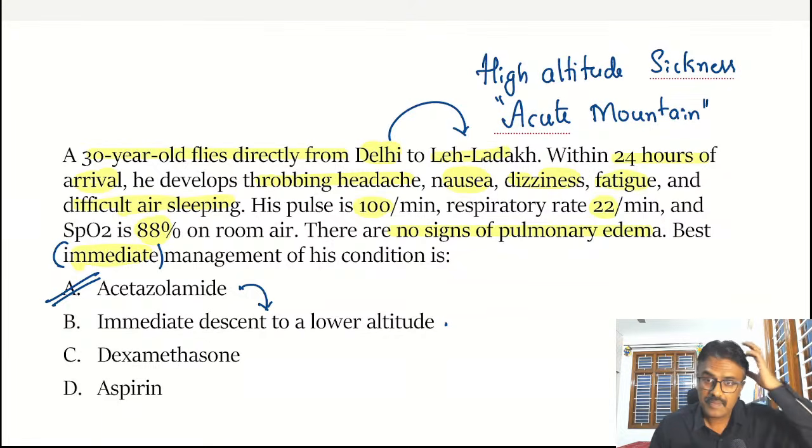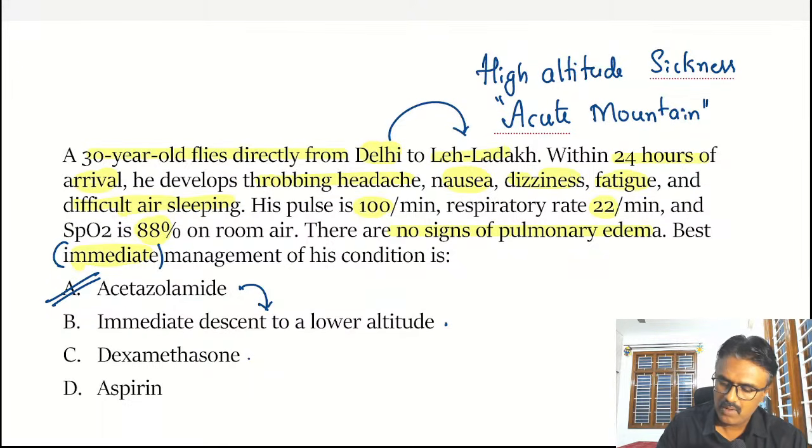Now tell me, even if the question is the same, that's why it is called PYQ and PYT, how they can twist the question. So I will prefer acetazolamide and I will give oxygen immediately. What will you do? Saturation is low, so give oxygen, give acetazolamide. If it doesn't reduce, then bring him down. You all agree with this? If you agree, put a thumbs up. Now when he comes down, I can give dexamethasone.